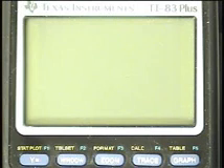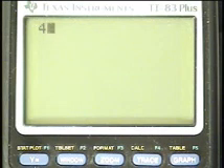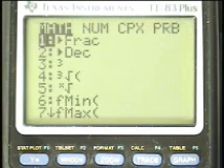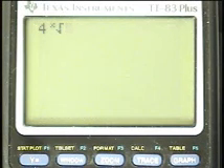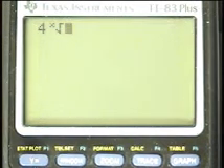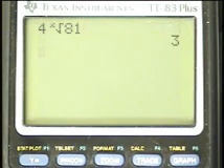If we wanted to calculate, say, what we saw on the board a second ago, the fourth root of 81, what we would do is first put our index, then go to the math menu and select option 5. That will tell the calculator to find the fourth root. We then type in our radicand. It gives us 3. Exactly what we want it to.